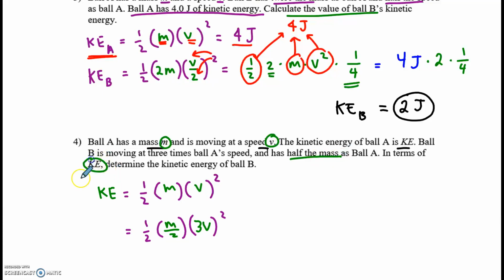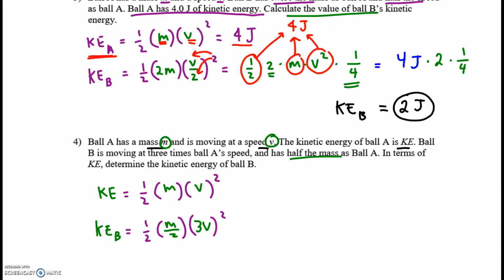In terms of KE, determine the kinetic energy of ball B. So I'm looking for ball B's kinetic energy. And it's not the same. I can't write KE here. This would be wrong. Why? Because I'm suggesting that the two values are the same, and they're not. We have to find what ball B has as its kinetic energy.